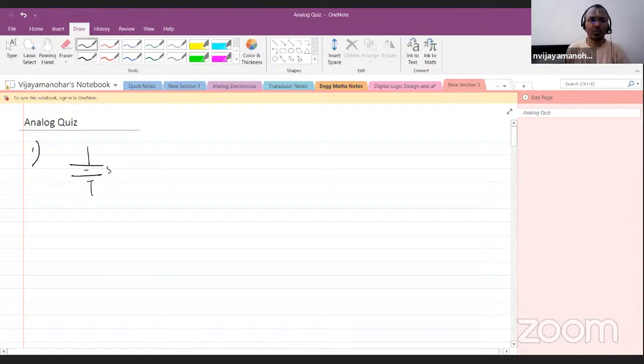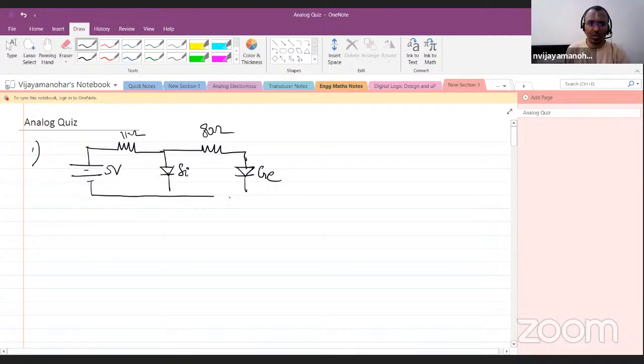This is 5 volt, and you have a 1 kilo ohm resistance, you have a silicon diode, then you have an 80 ohm resistance, then you have a germanium diode. The forward breakdown voltage of this is 0.7 volt and this is 0.3 volt. This is what is given. So let me call this node X and let me call this node Y.